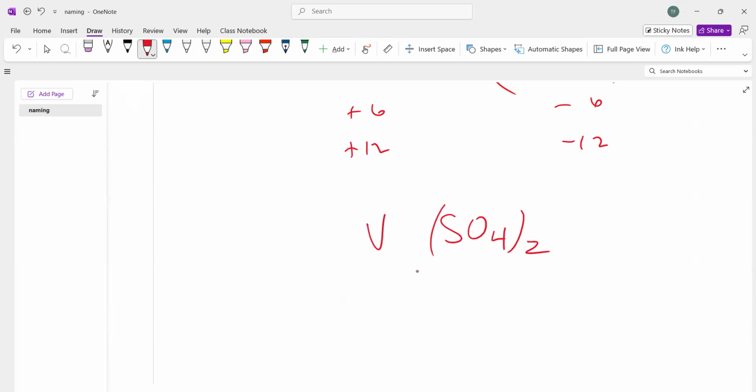Okay, so this is -2 twice, so that's -4. That forces this to be +4. So this would be vanadium 4 sulfate.